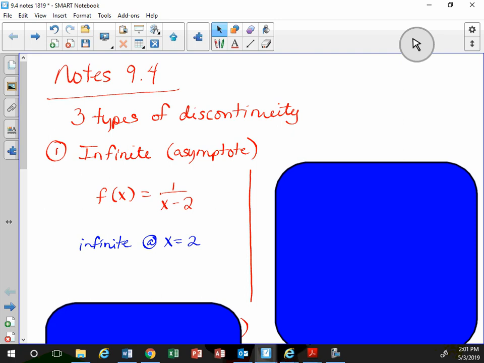Is the at symbol the same? Yeah, the at symbol means at. Infinite at x equals 2, to tell me the location. Just at. See, guys, Friday afternoons are good.